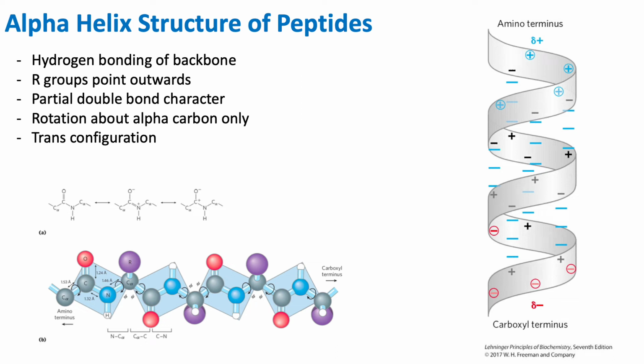So when we have several amino acids coming together to form a peptide, we can form an alpha helix. An alpha helix is an example of a secondary structure of peptides. So remember, we have primary, secondary, tertiary, and quaternary structures. Primary refers to that primary amino acid sequence, just the sequence. Now, secondary refers to the actual folding, in a way.